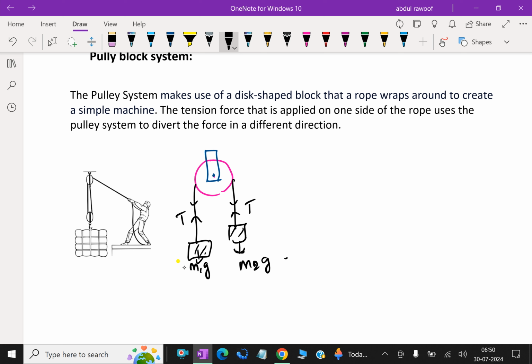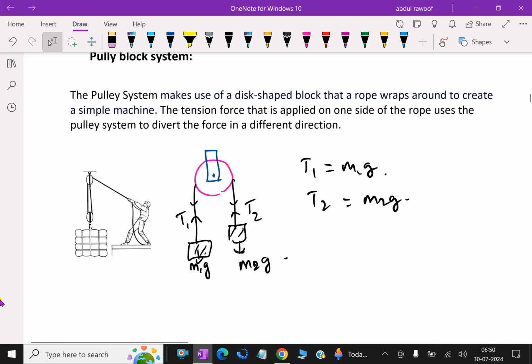Here we can say tension 1, T1, is M1 g and T2 equals M2 g. This is a single pulley system. In most cases, the pulley is a combined pulley system, and we can use it as a simple machine. That means the work can be done easily by using a pulley system, lifting a heavy body using little force.